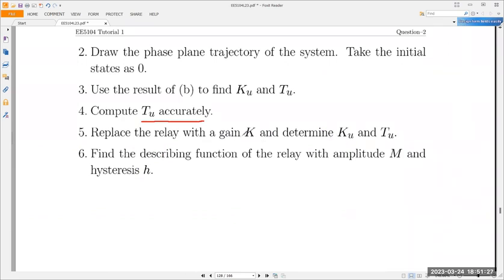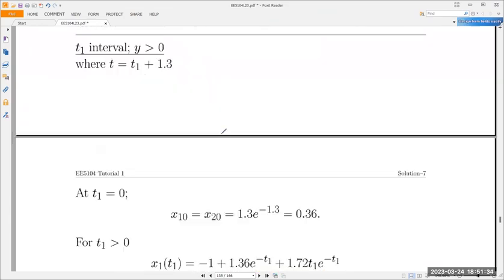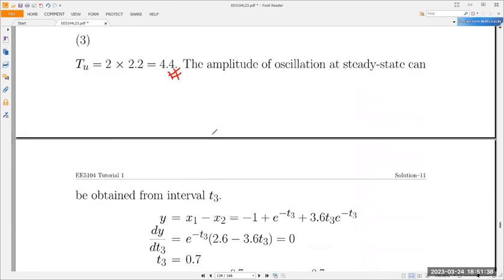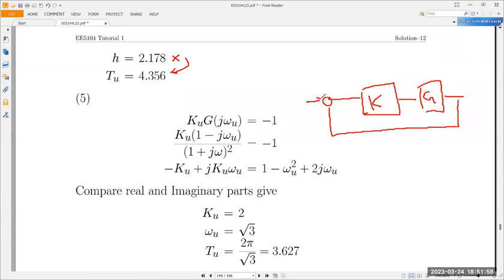So what value of gain would give you the sustained oscillation? Don't use a relay, just stick in the gain. So for this question, the figure would look like that. Stick in a gain. The value that gives sustained oscillation is called the ultimate gain. So what is that value? This one we know.